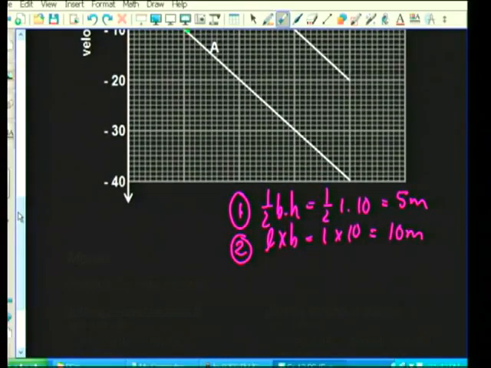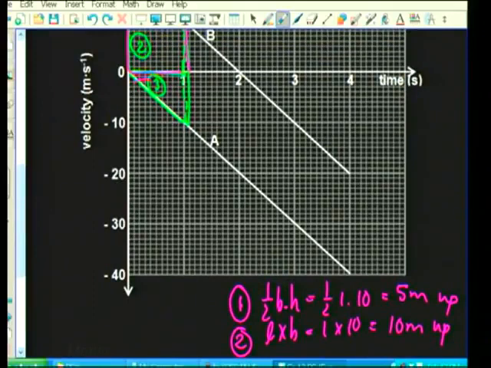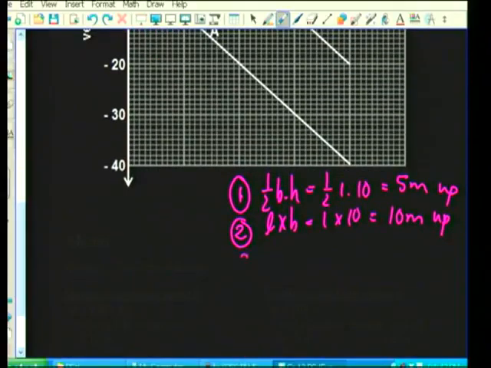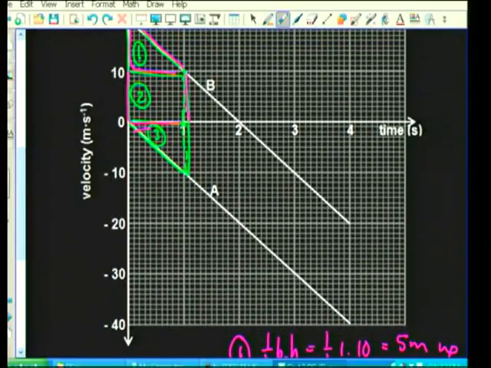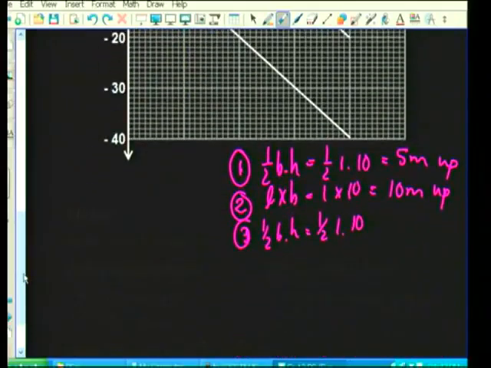Both of those values were for B, which was going up. The last little area I need to work with, area 3, again, half base times height is equal to a half the base of 1, the height of 10, base times height. And so again you have 5 meters, but in this case we're looking at A, and it was falling down. So it is going down.